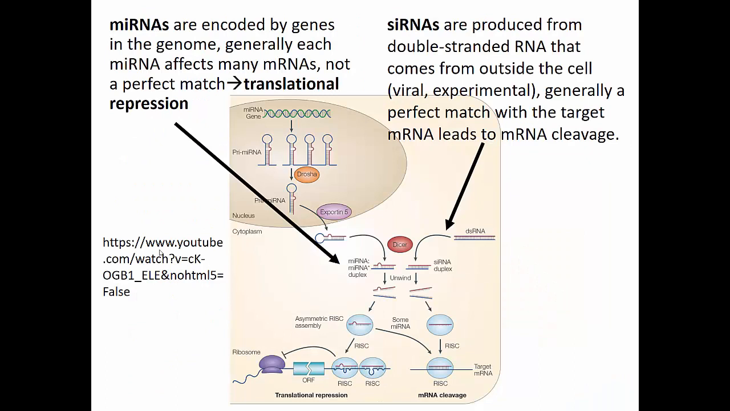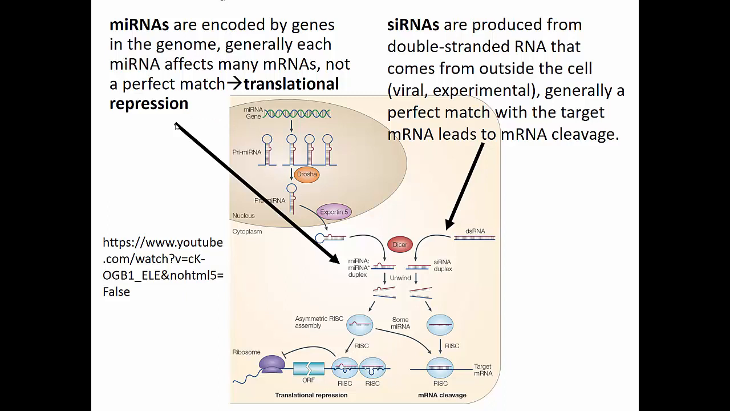Now, it turns out that these microRNA genes usually affect quite a number of different messenger RNAs. Usually the binding site for a particular microRNA is found in the 3' untranslated region of messenger RNAs, and these are generally not a perfect match. So one microRNA might inhibit the translation of a whole group of messenger RNAs that have that particular target sequence in their 3' UTR.